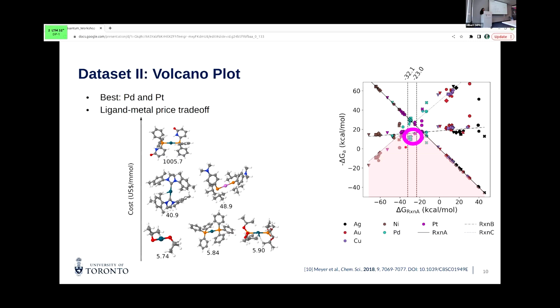So at first I was tempted to think that nickel would be better in terms of price because it costs 100 times less than palladium. But then I noticed that there is a ligand-metal price trade-off, because since nickel is less performant, it would need ligands that are pricier in order to work. So at the end of the day, the best catalyst from our prediction is still palladium-based, and the price is $5.74 US per millimole.